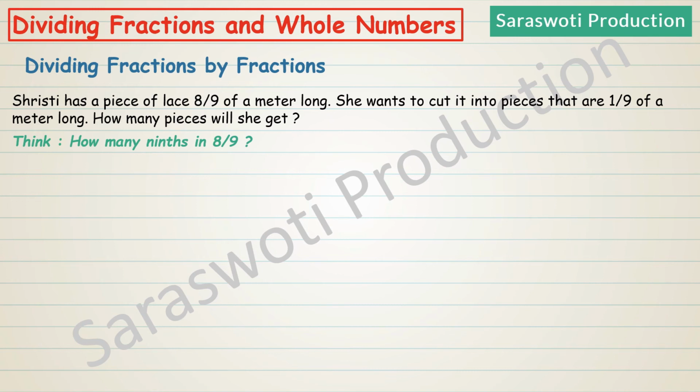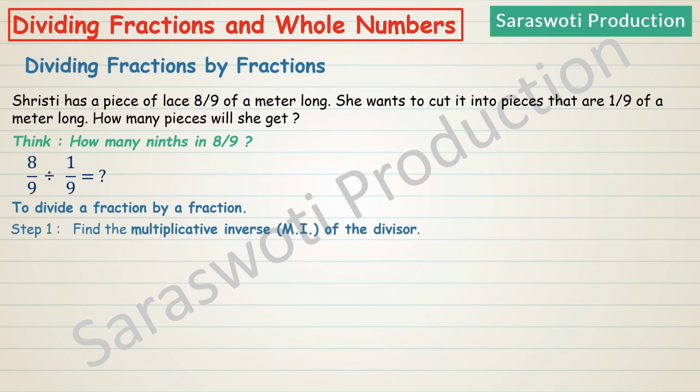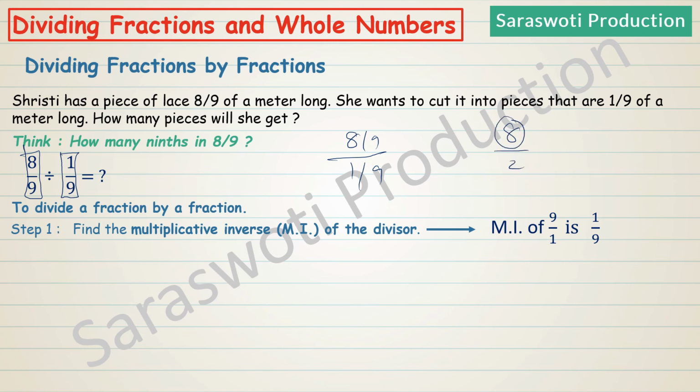First, let's think how many 9ths we have in 8 by 9. So 8 by 9 divided by 1 by 9 should give the answer. To divide a fraction by a fraction, step number 1, we will find the multiplicative inverse, MI, of the divisor. That is, the MI of 1 by 9 is 9 by 1. For two given fractions, we have the first part as the dividend and the second part as the divisor. It is the same as saying 8 by 9 is divided by 1 by 9. And if we have 8 by 2, we can have 8 as dividend and 2 as divisor. Here we have this part as dividend and this part as divisor.